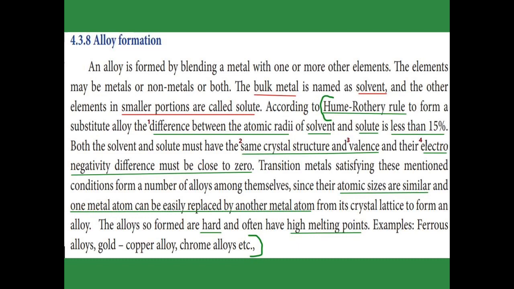In that alloy the atomic sizes are similar, so that one metal atom can be easily replaced by another metal atom in the crystal lattice. And then the bonds between the metals in the alloy are hard, so that they have a high melting point. Examples of alloys are ferrous alloy, gold copper alloy and chrome alloy.